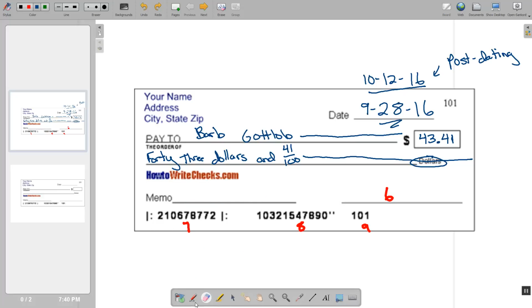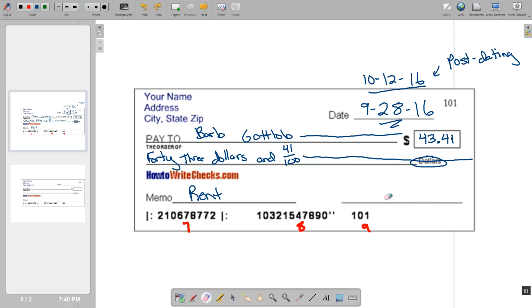The only point of the memo is for me, the person who's writing it, to remember what I wrote it for. So if I wrote this for rent, right, it does not matter, and Barb Gottlieb can cash this check for any purpose, no matter what the memo says. So the memo basically can be left blank no matter what.